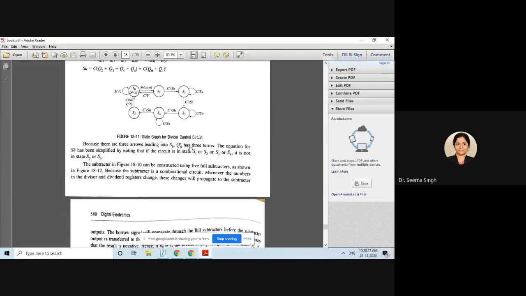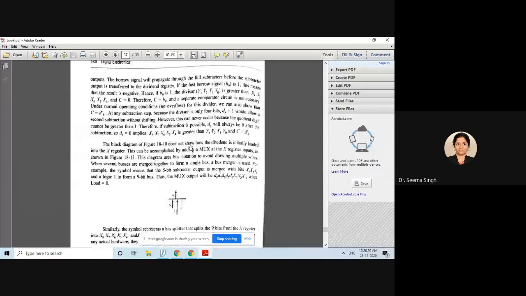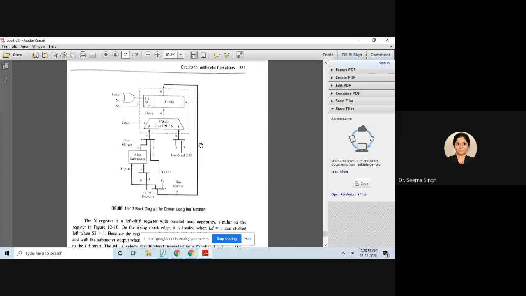If you have any doubt, you should ask me. Okay, now I will go back to this one. Of course, you know how your subtractor looks like. This is your parallel binary subtractor. You all remember what the subtractor does. Okay, now let us understand this circuit. This is a block diagram of a divider using bus notation. Now, observe it carefully. It's not difficult.